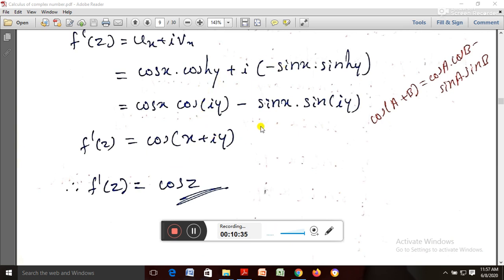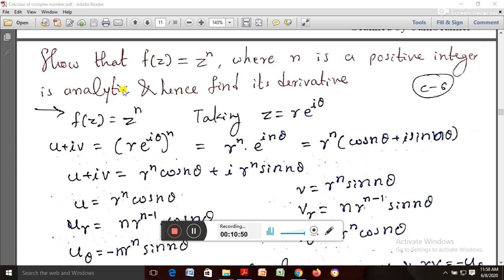As in the working procedure I have told, the fourth step is to make the RHS in terms of z so that we can write it in the form of a standard function. Therefore f dash of z is equal to cos z. Next example: show that f of z is equal to z raised to n, where n is a positive integer, is analytic and hence find its derivative. We have to show that f of z is analytic, then find its derivative.